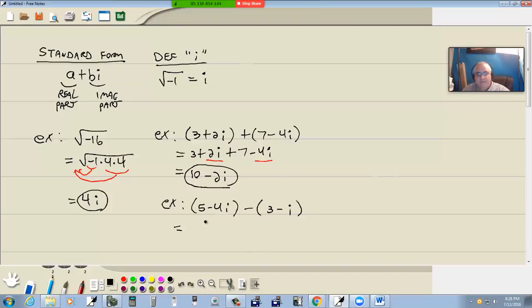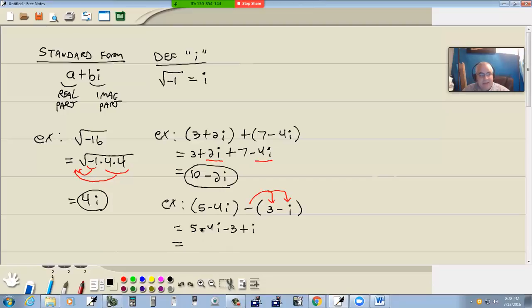Now here, the first set of parentheses isn't doing anything, so I can drop them. Remember, if you have a minus out in front, a negative, that's like multiplying by a -1. So this is going to flip the sign of everything inside. So the positive 3 is going to become a -3. The negative i will become a positive i.